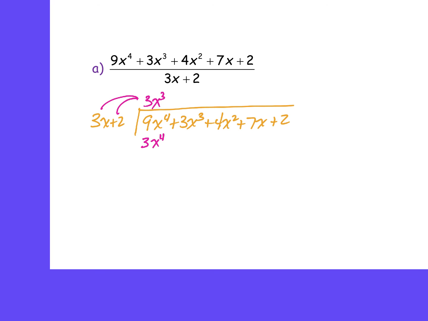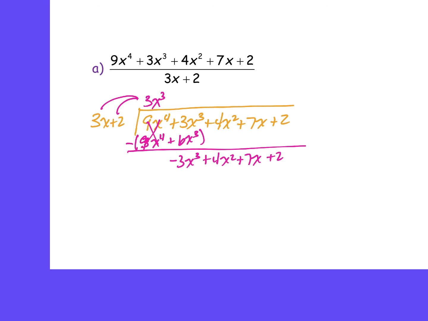And 3x cubed times 2 is... 6x cubed. Oh, sorry, 6. Wow, I'm multiplying really well today. Subtract and that gives me 0. And negative 3x cubed plus 4x squared plus 7x plus 2.